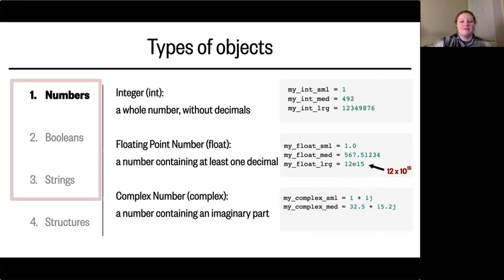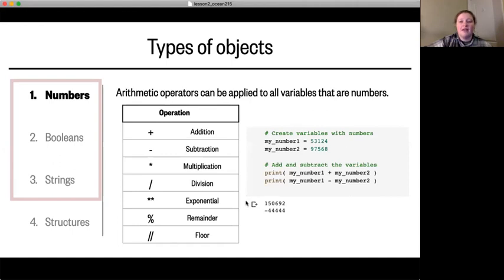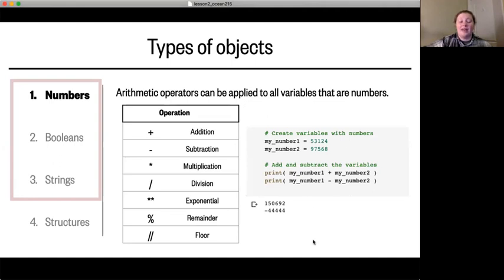Now, any of these numbers can be negative and so be variables. And you can also use the same arithmetic operators that we learned in the previous section, meaning you can add, subtract, multiply, divide, exponentiate, take the remainder, take the floor of any variable. And you can do it using the variable names instead of the numbers that are attributed to the different variables.